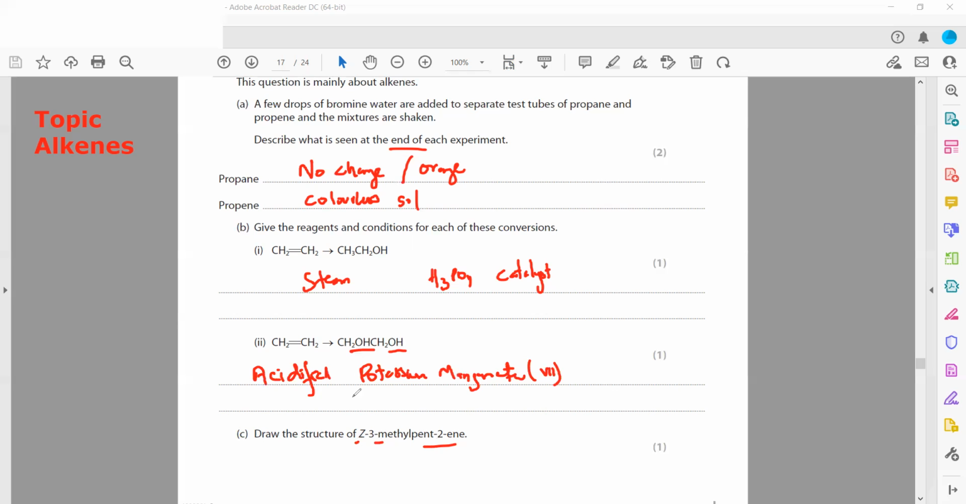We have to draw the structure of Z-3-methylpent-2-ene. So Z, because we can have cis or trans or Z or E. Z means they are on the same side. E means the heavy groups are on different sides. Whenever you want to draw the geometrical isomer, first always draw this structure, C double bonded C.